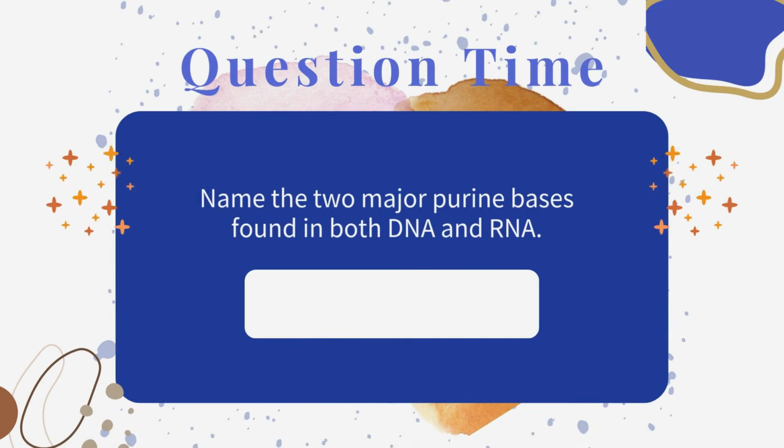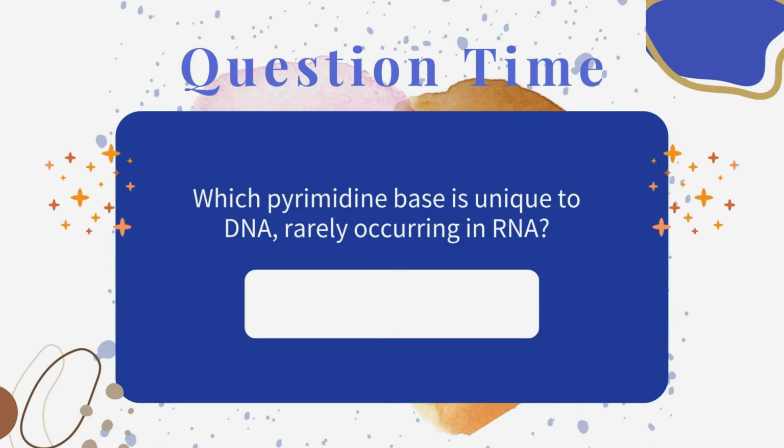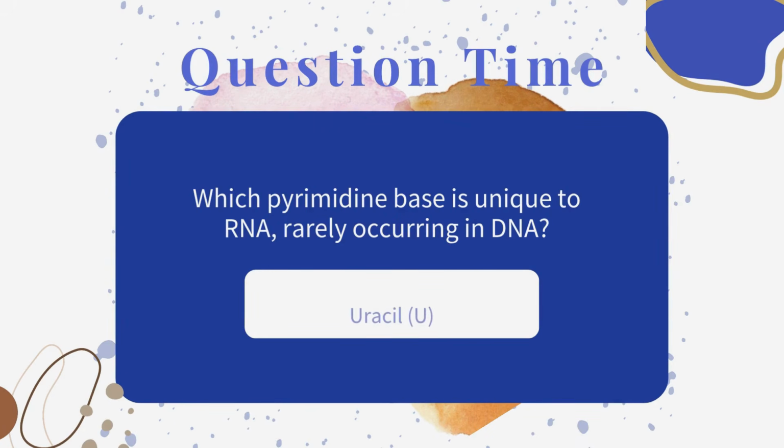Moving on. Name the two major purine bases found in both DNA and RNA. You should know this. Adenine and guanine. Which pyrimidine base is unique to DNA, rarely occurring in RNA? Thymine. Which pyrimidine base is unique to RNA, rarely occurring in DNA? Uracil. Great job, guys.